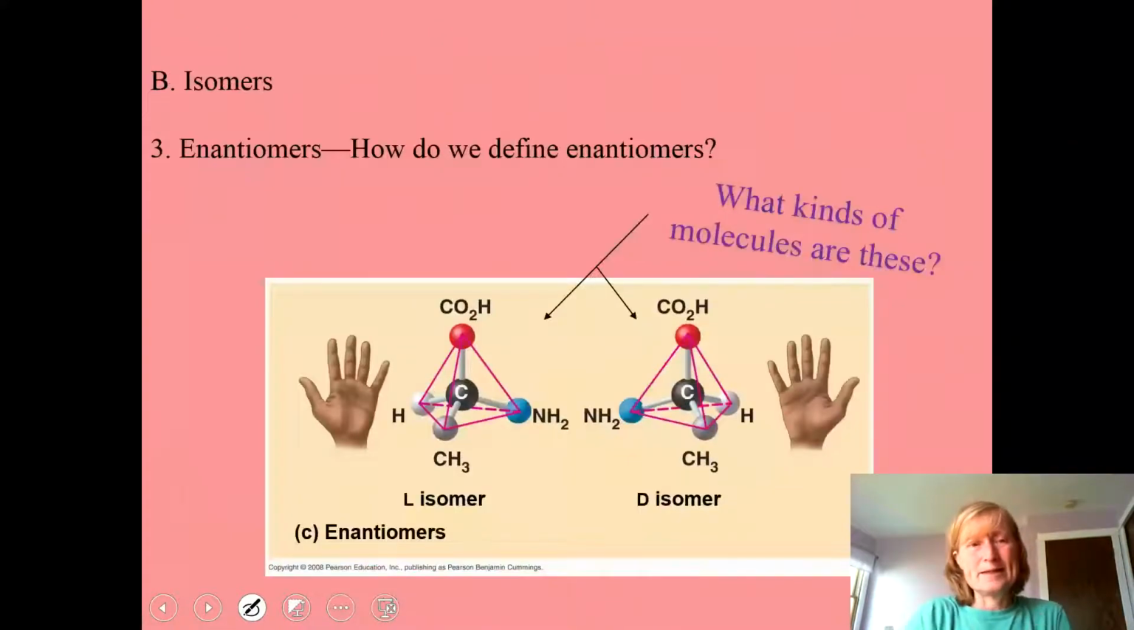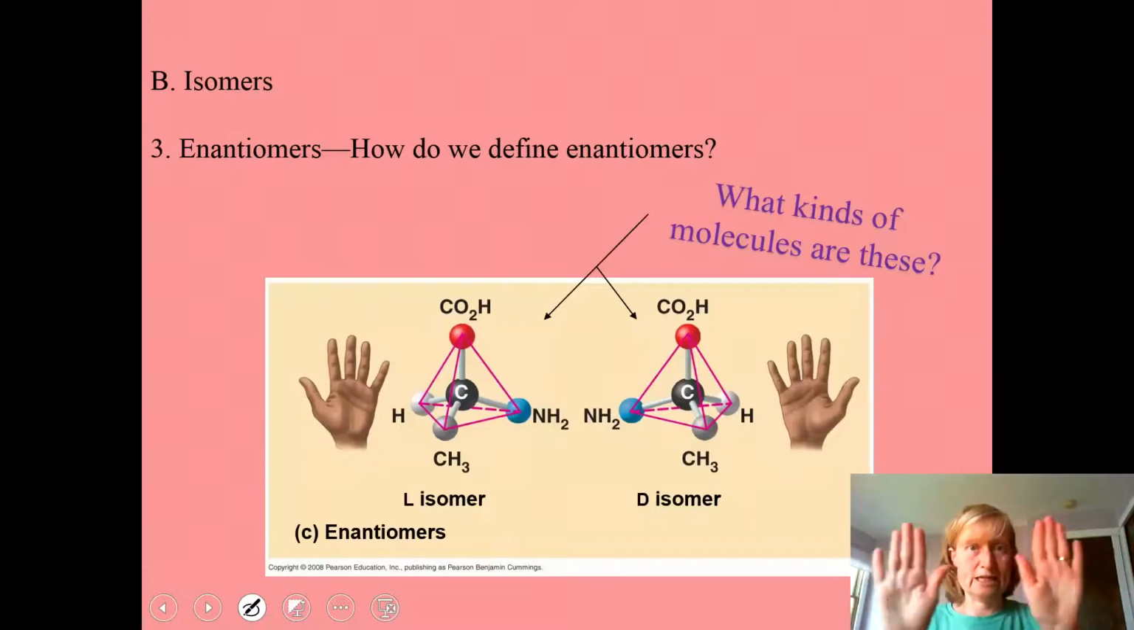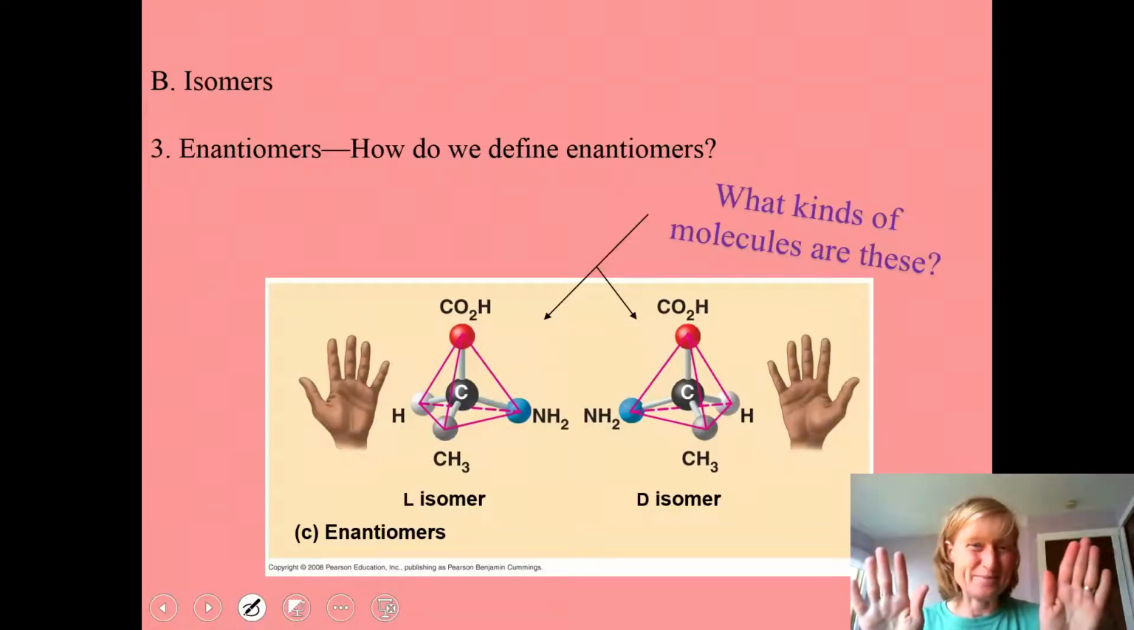Okay. One more type of isomer before we move on. That's enantiomers. Enantiomers are isomers that are mirror images of each other. So we have molecules that have the same bond order and the same covalent relationships, but they're mirror images of each other. So there's like a left-handed and a right-handed version of each molecule in this pair of enantiomers.